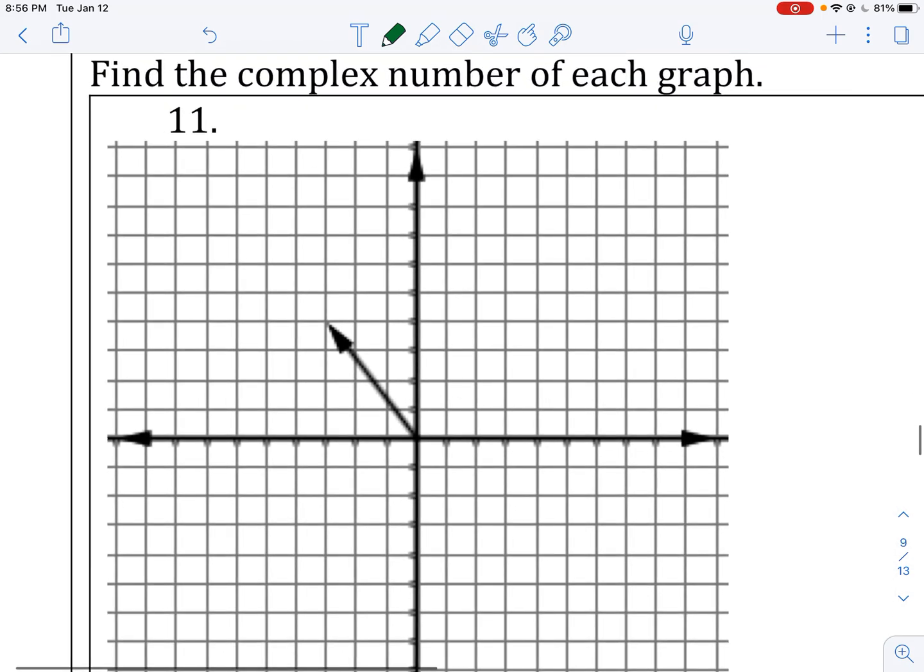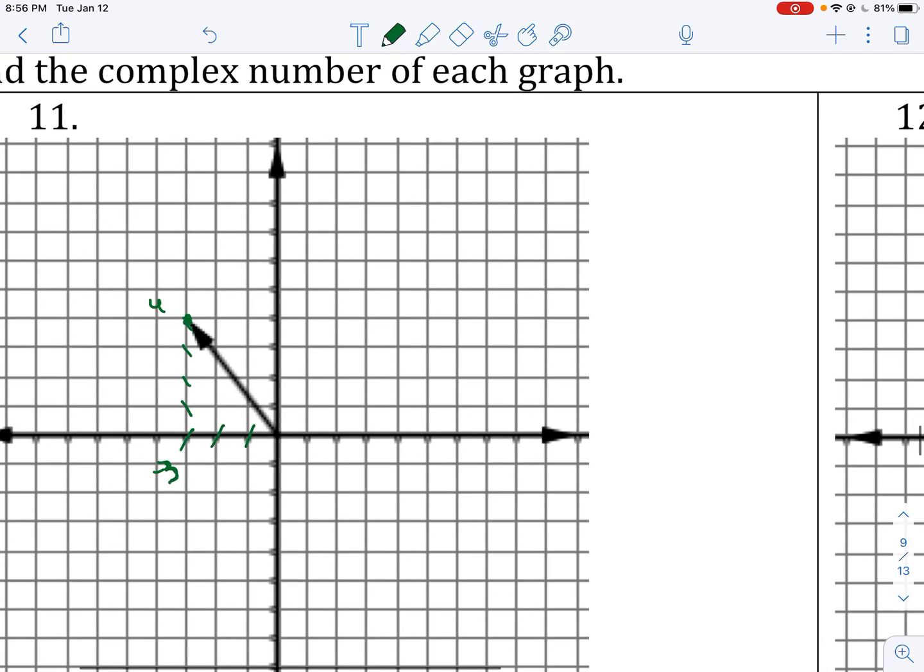You just figure out what point it's looking at. Figure out your x coordinate for that, and that's the real part. And then you figure out the y coordinate for it, and that's the imaginary part. So this looks like the x value here is negative 3, and the y value here is positive 4. So that's going to make my complex number negative 3 plus 4i. You don't put negative 3, 4. You put negative 3 plus 4i because it's a complex number.